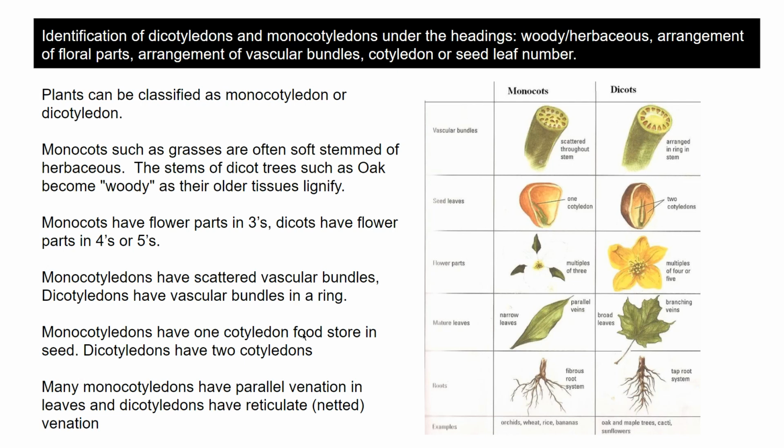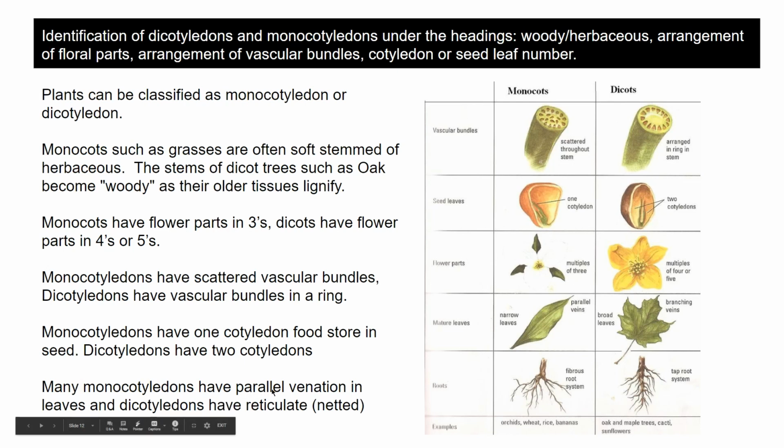Okay, as I've said, monocots have one cotyledon food store in their seeds. So this is the seed here, one cotyledon, like sweet corn, one cotyledon food store, and there are 2 cotyledon food stores in this seed. Okay, and when we do a chapter on plant reproduction, we'll go into what a cotyledon is in more detail.